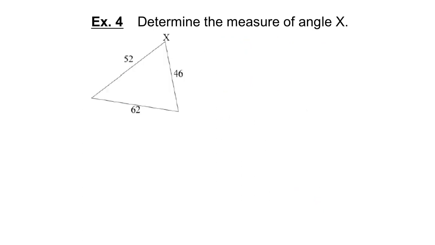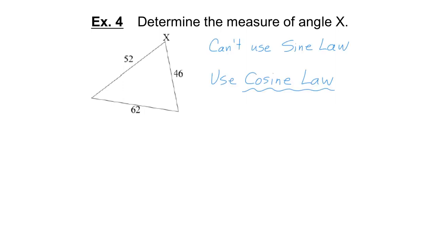In our next example, we're still determining the measure of an angle, but this time it's angle X in this new triangle. So start by looking for matching pairs of angles and sides. In this triangle, we don't know any angles. So we can't subtract from 180 to find one of the missing angles or anything like that. We just don't know any angles. So we cannot use sine law because we can't have a complete matching pair. So instead, we're going to use the cosine law.